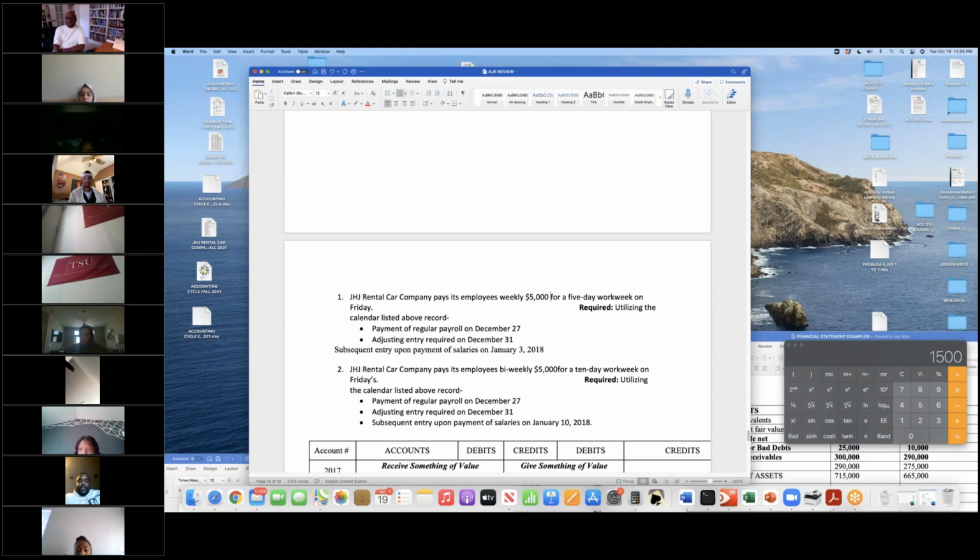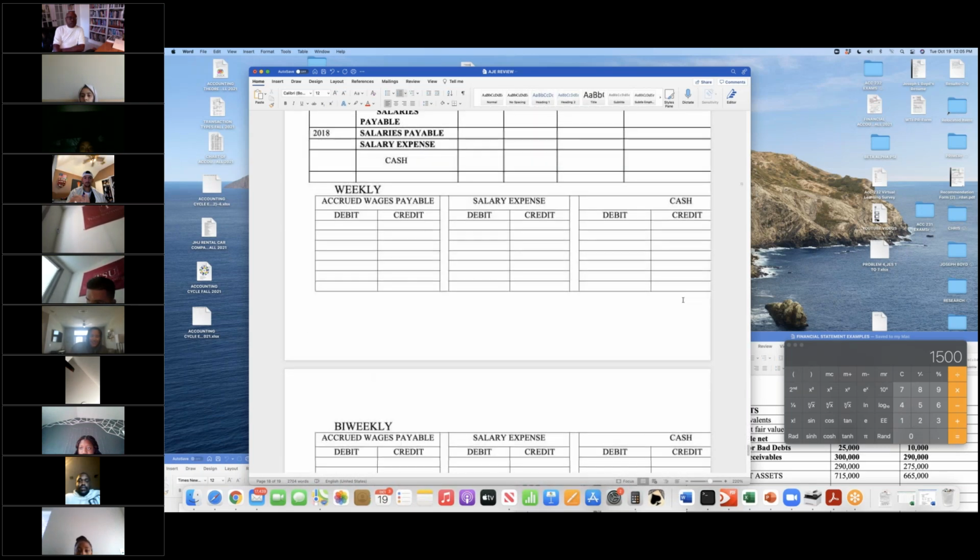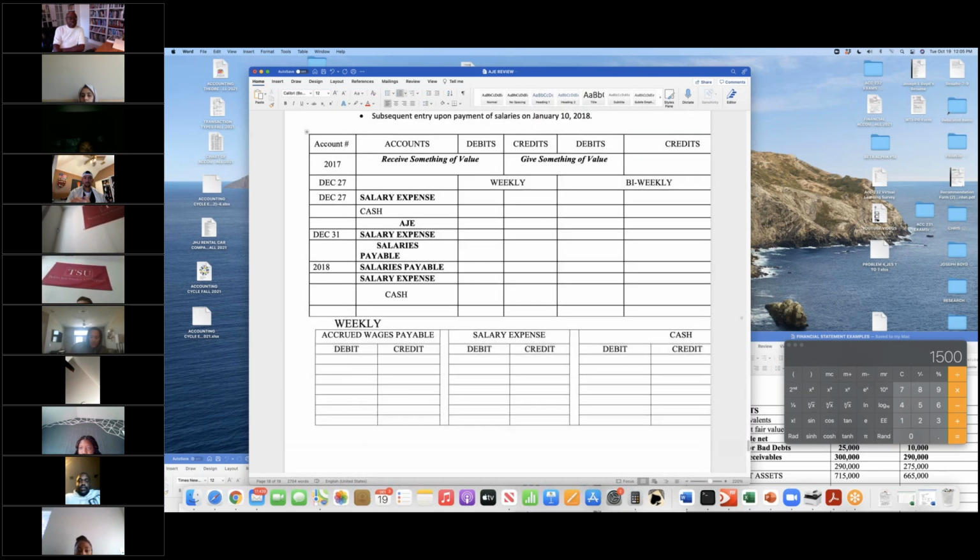Yeah. All right, well, go calculate them. Take 4 minutes and calculate them. You've got 4 minutes to make those entries. And you've got space here to do it. So just put it in here.